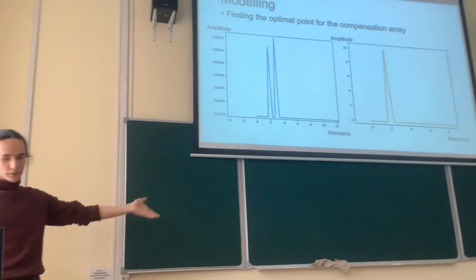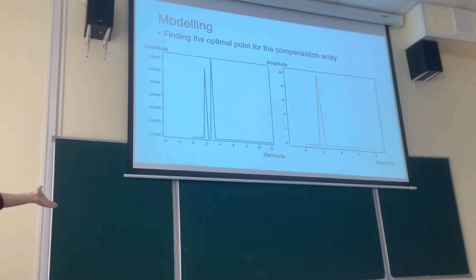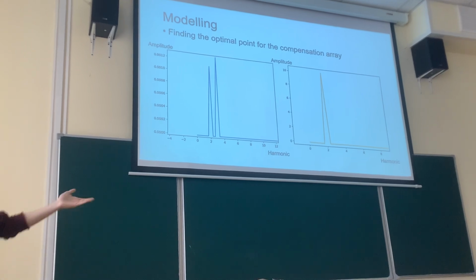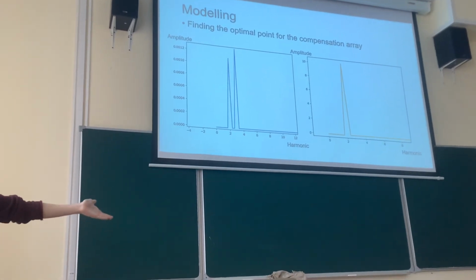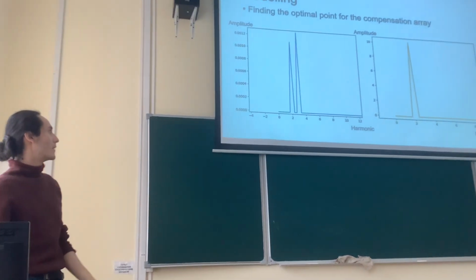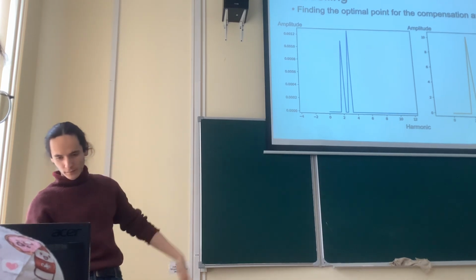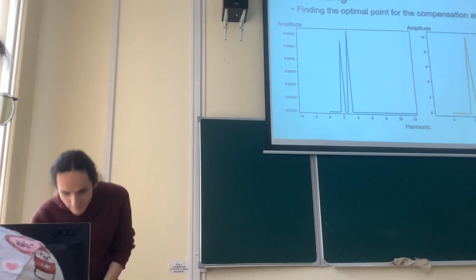This is the Fourier transform of the graphs here. The yellow one, unsurprisingly, shows that there is only the second component, the quadrupole component, and the blue graph shows that there is actually a sextupole component near it. Near the number 2, there's a number 3.